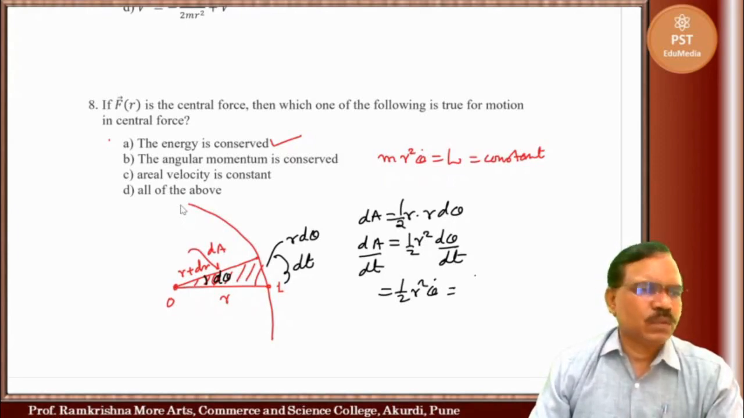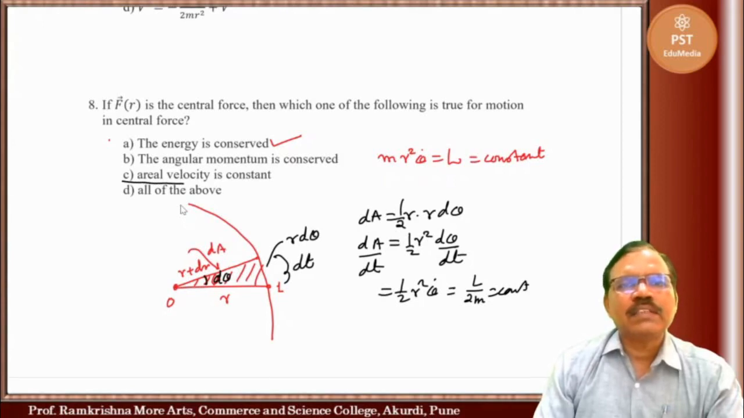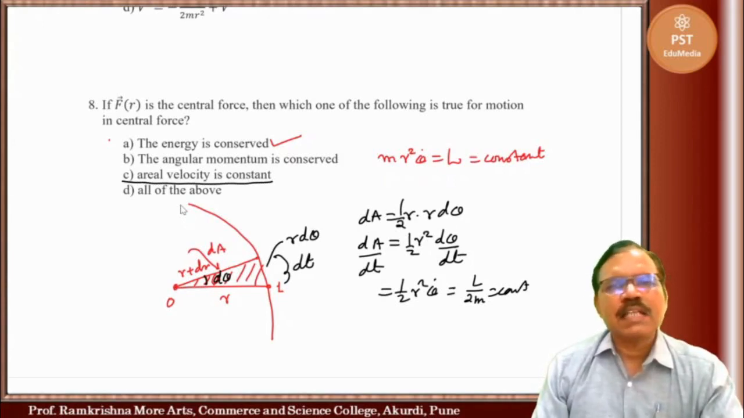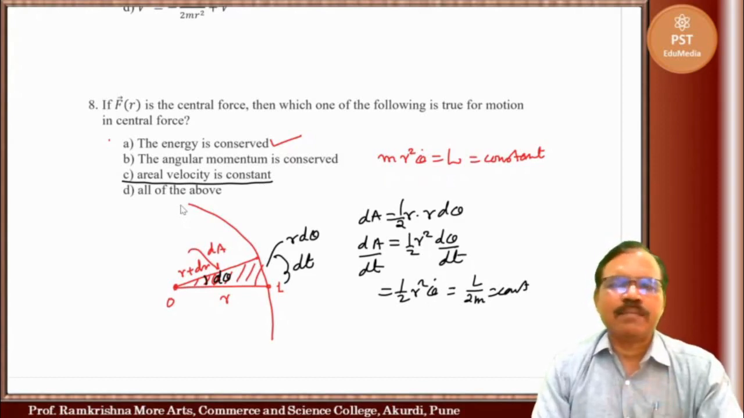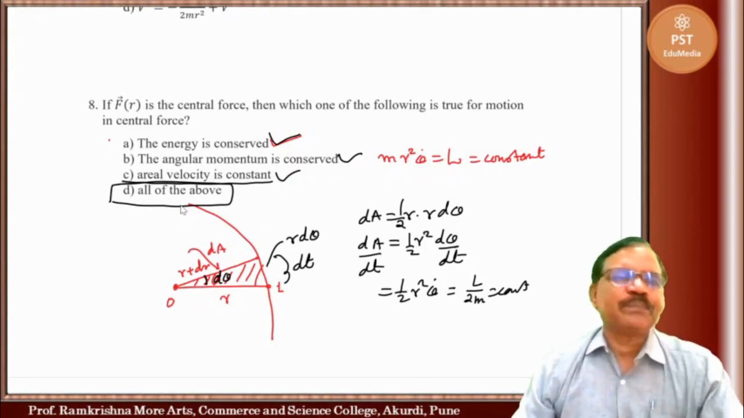So it comes out to be L upon 2m, which is equal to constant. So aerial velocity is also constant. The area swept by the radius vector per unit time is called aerial velocity, and that is also constant in central force field motion. So all of the above are correct in this question.